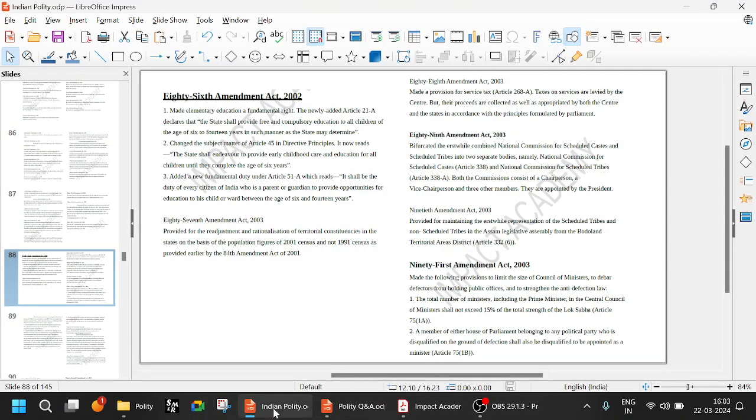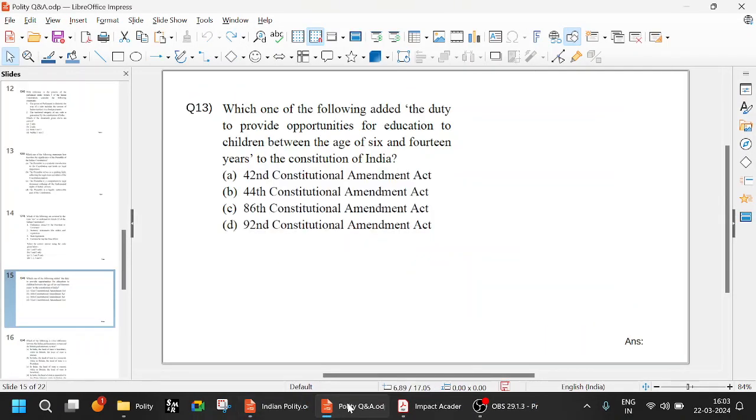Fine, this is a very standard question. Everybody knows this. So even you have to know it very clearly. So it is C. There is no confusion. 86th Constitutional Amendment Act of 2002. And 42, 44, I'm sure everyone knows, right? 42 is called the mini constitution, 1976. And the 44th Constitutional Amendment Act is to revert some of the changes that have been done here. Especially regarding the quorum, regarding the number of years of the Lok Sabha, all those things, everyone is aware.